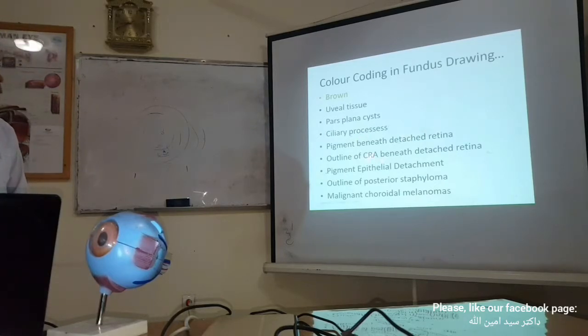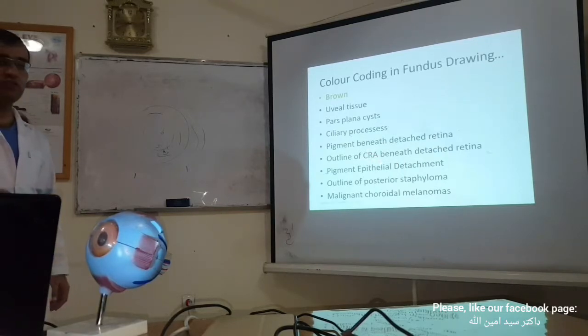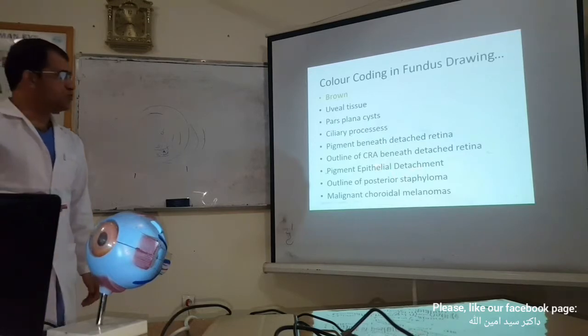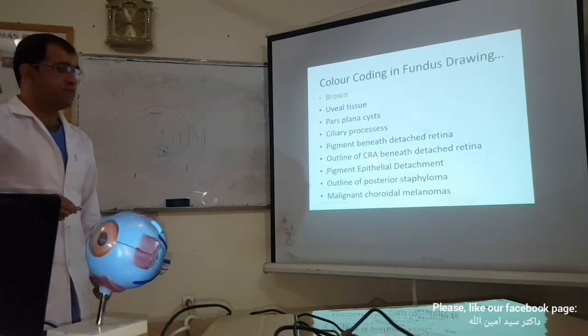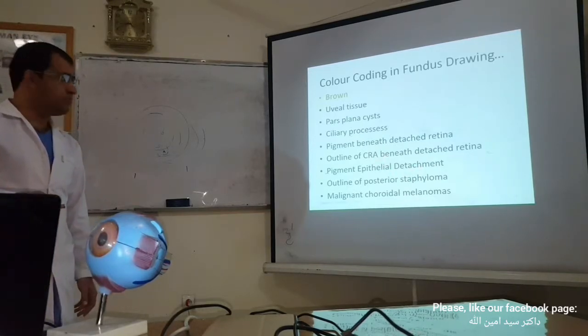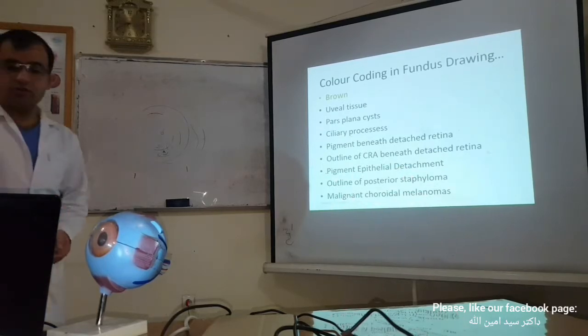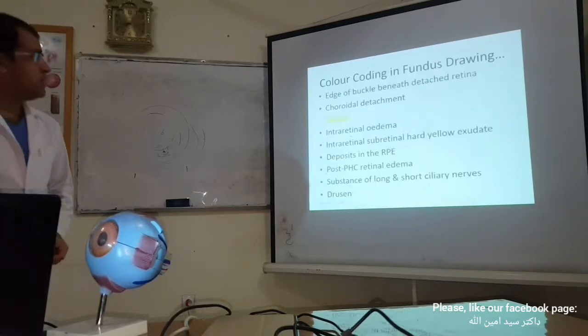Okay, outline of CRA, beneath detached, the same thing. Outline of chorioretinal atrophy, if it is under the detached retina, it's going to be in brown. If it is in the attached retina, it's going to be in black. Okay, pigment epithelial detachment, outline of posterior staphyloma, that's going to be in brown. Malignant choroidal melanomas are going to be in brown.